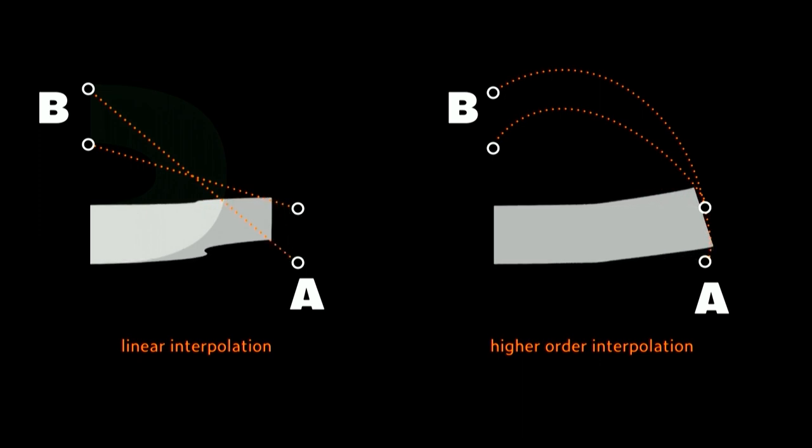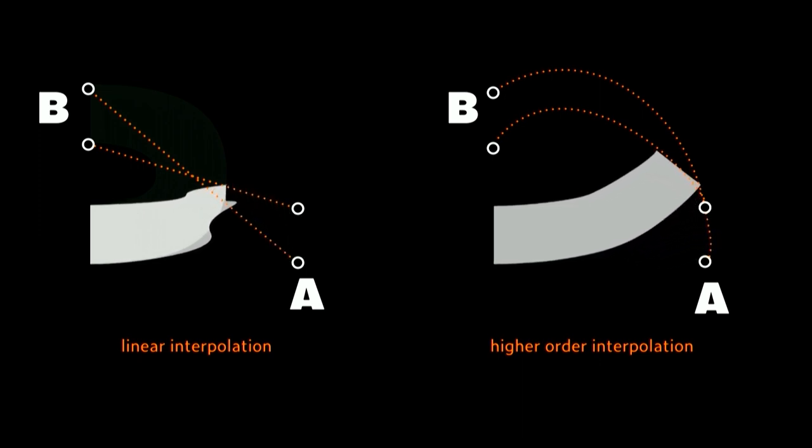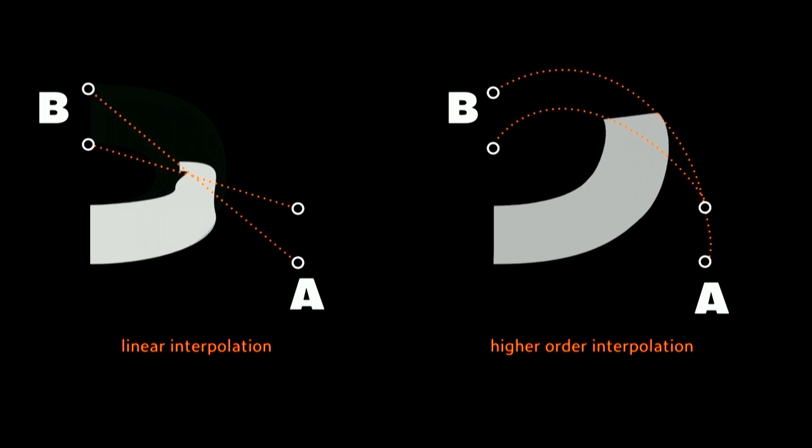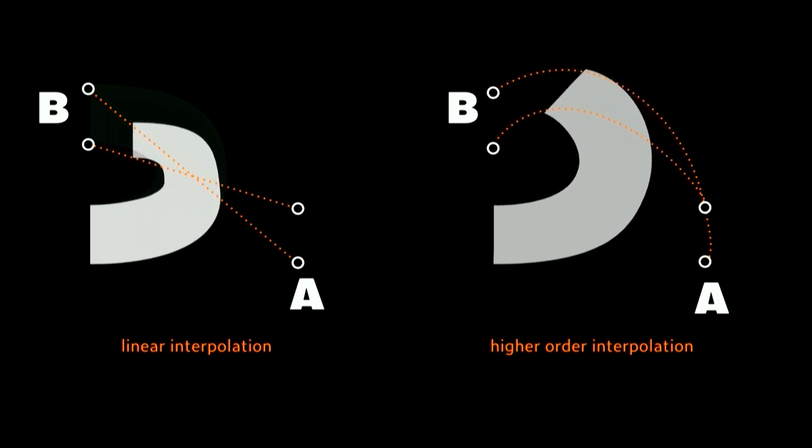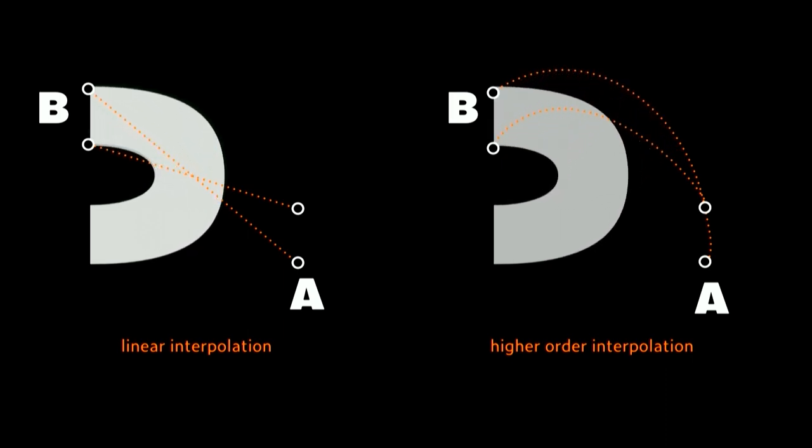And another situation is if you, for example, want to bend something, then again, with linear interpolation, there is no chance to get this done. But once you use a non-linear interpolation, so a higher order interpolation, an interpolation where the points move on a curve, everything can be achieved.